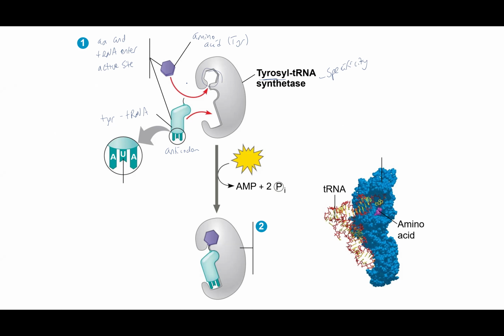This is not an exergonic process. What's the opposite of exergonic? Endergonic. It takes energy. So ATP is going to become AMP. So we're using the energy from those phosphate bonds to create the bond between the amino acid and the tyrosine tRNA. So we're going to use ATP, and we're going to catalyze that bond. And it's a covalent bond. Once this is charged, it's then released.